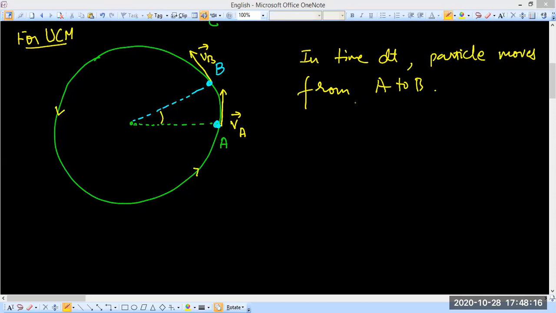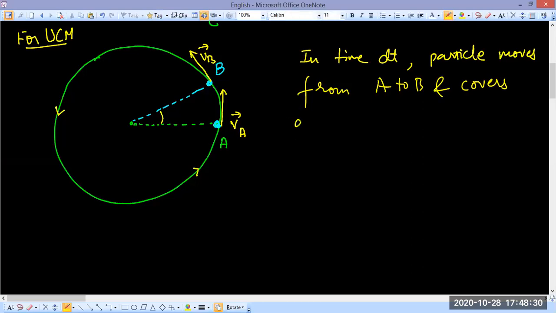In time dt, particle moves from A to B, right? Okay, and covers angle d theta, right? Again, this d theta angle should be infinitesimal.